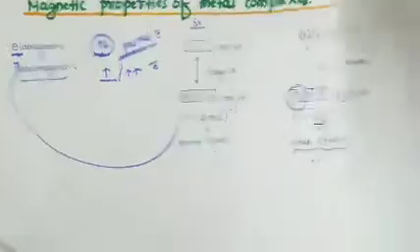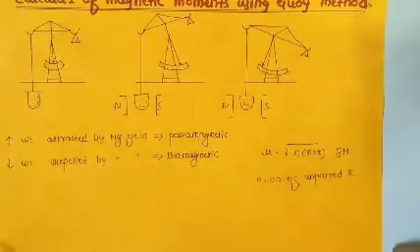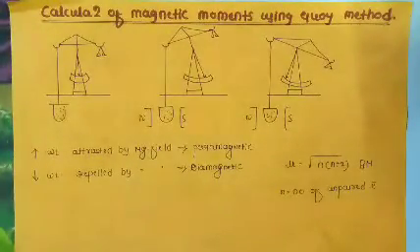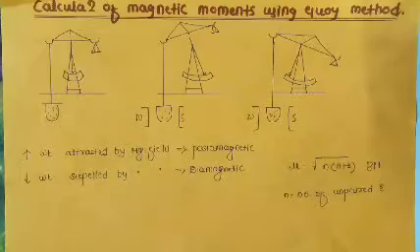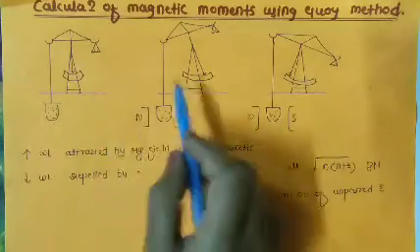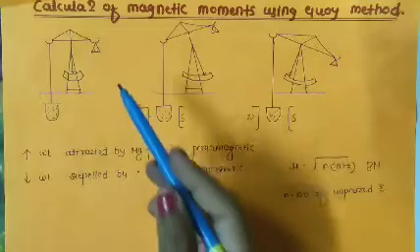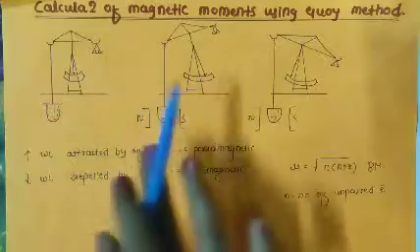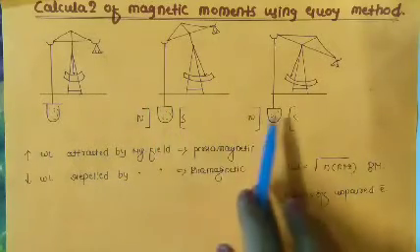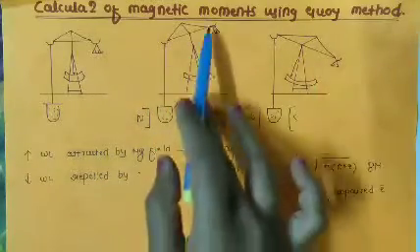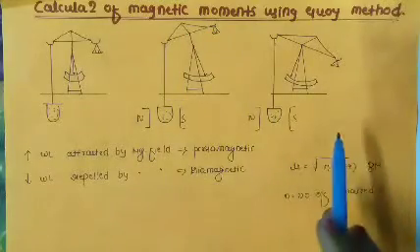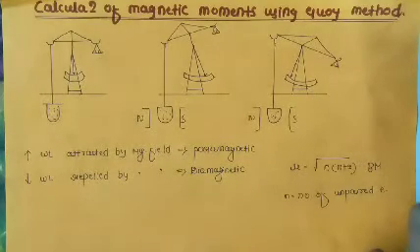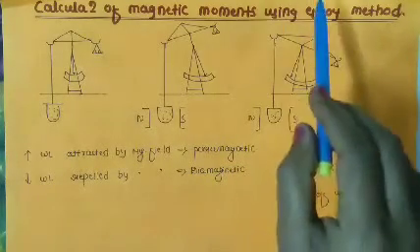Next one is calculation of magnetic moment using the Gouy method. Here you take one weighing machine. This is the first diagram, second diagram, third diagram. It is in the presence of magnetic poles. Here is the upper side and the lower side. The paramagnetic or diamagnetic nature of a given substance can be measured by using the Gouy method.